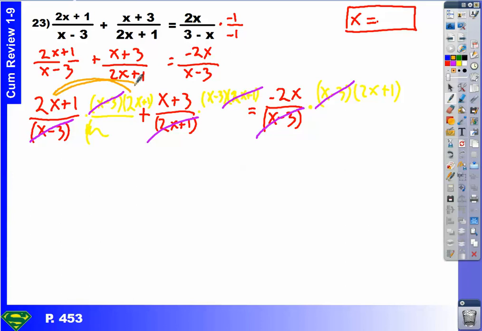So rainbows, smiley faces. For those people in traditional algebra courses, we call that FOIL. So we have 2x times 2x, so we get 4x squared. 2x times 1 is 2x. 1 times 2x is 2x. 1 times 1 is 1. Add them together, so I get 4x squared plus 2x plus 1.